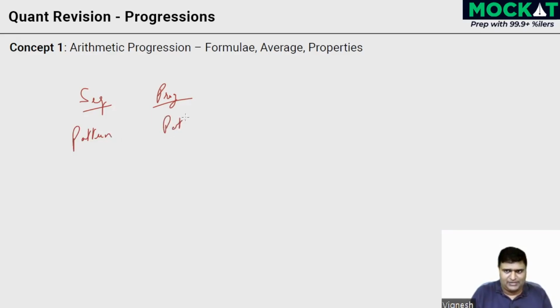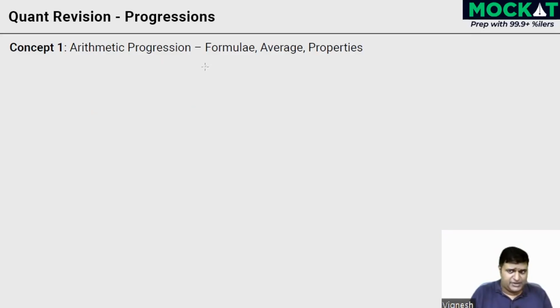Progression also has a pattern, yes, but on top of it, it also has a set formula to find the nth term. An example of a sequence is the primes, where you can't find the nth term with a formula, so it's not a progression. But a progression over here, you have a formula to find the nth term. We'll see that for the different progressions over here.